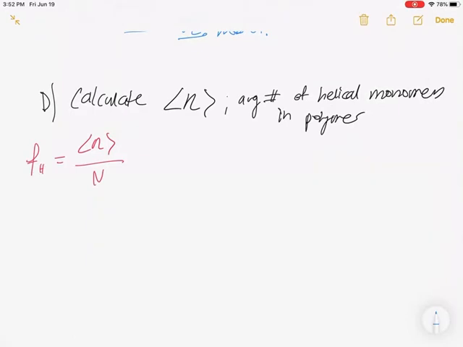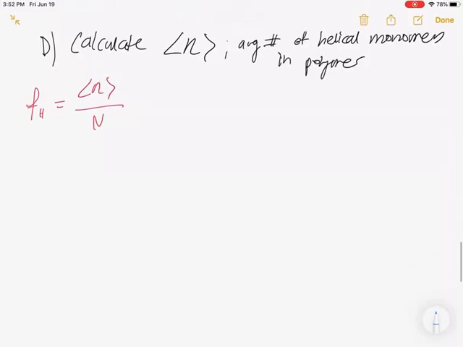So the next question asks to calculate the average number of helical monomers, which is shown in brackets with n, in the polymer. So the fractional helicity is the average of n, the number of helical monomers in the polymer, over n. So to calculate that, n is basically 4 because it's given the number of units. And so we need to calculate the average of n. We need to find first the fraction of helicity. So to do that, first calculate the fraction of helicity, f of h.